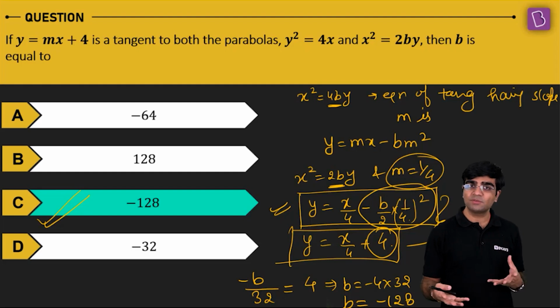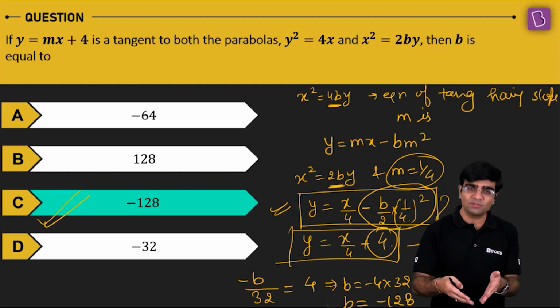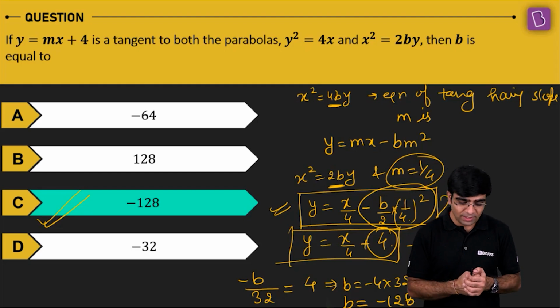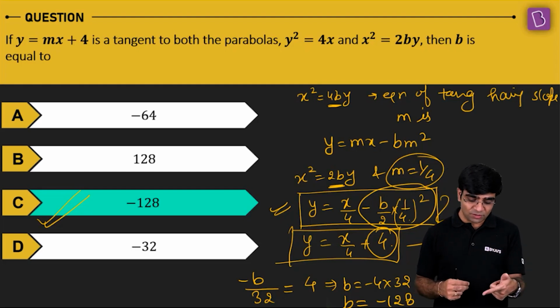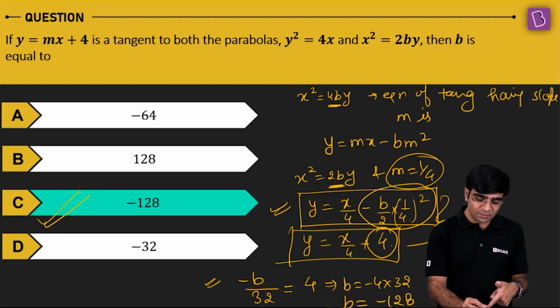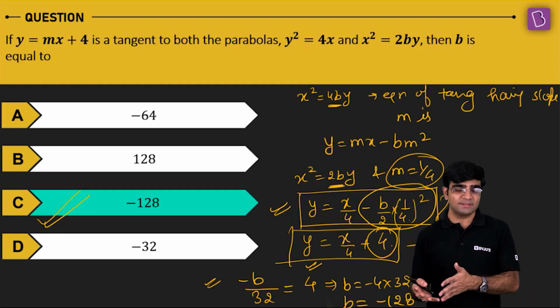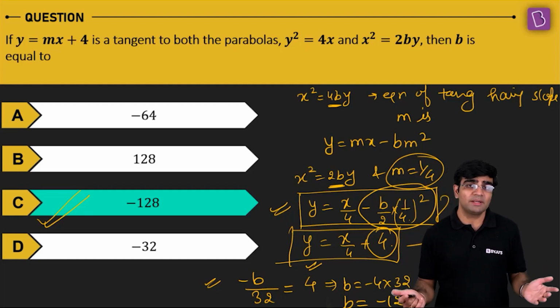So all the coefficients have to be equal, as the y and the x coefficients are equal. So the constant term also has to be equal. The constant term in the first equation was minus b by 32. In the second equation, it was 4. I've taken the 32 to that side and we got b equal to minus 128.